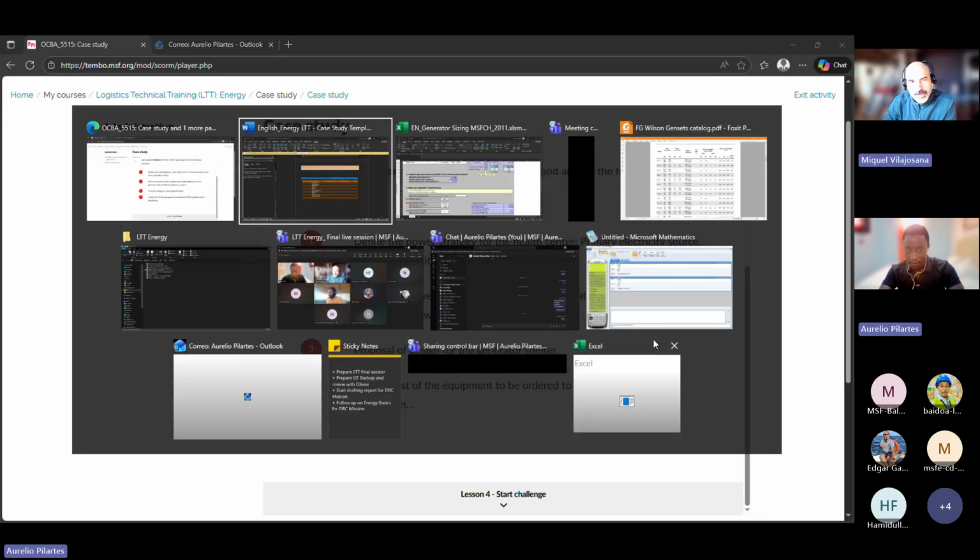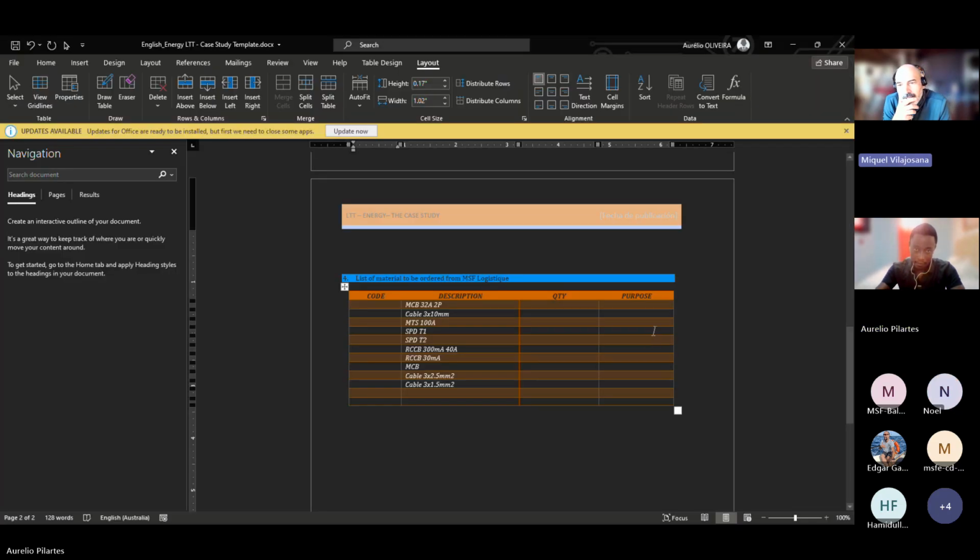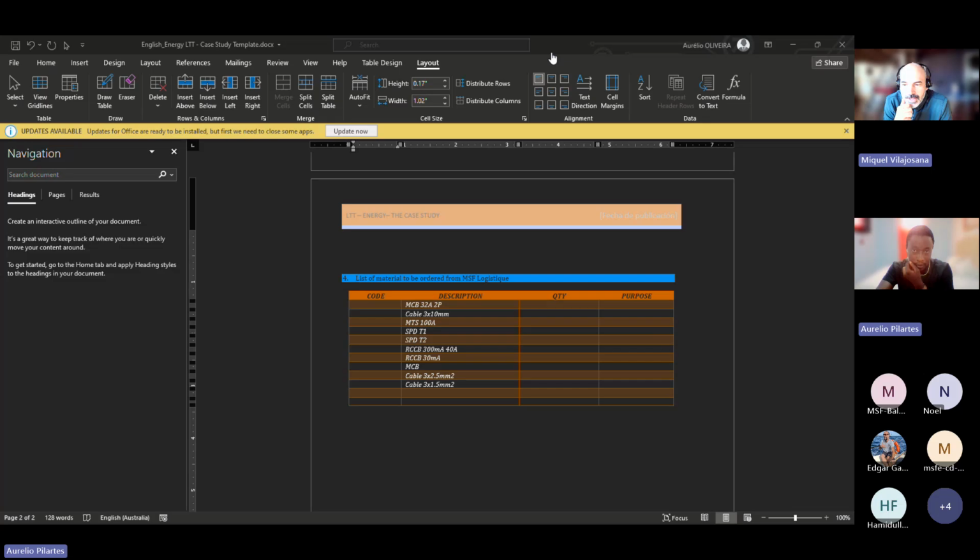If there's any question, there's a comment in the chat from Noel, and he's showing us a board that is in Unicat, and he's asking if we can use these kind of boards. Let's see.